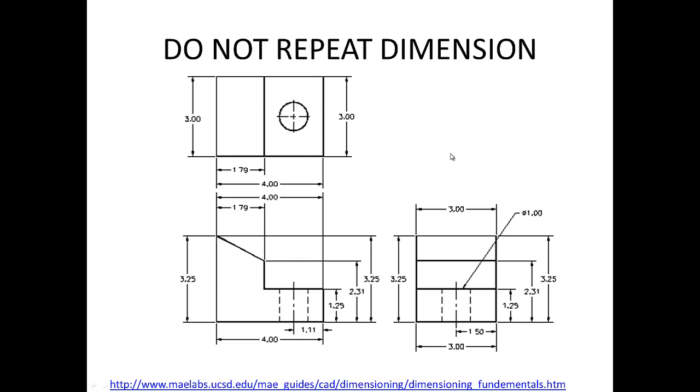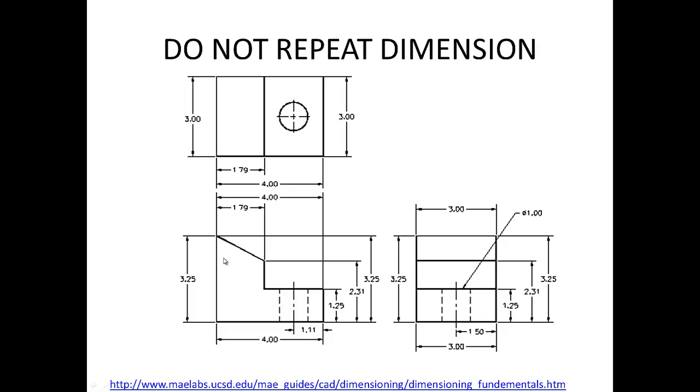And then don't repeat dimensions. For example, here we have 3. That's the same thing as the one that we have here, this 3. That's the same thing as this 3 over here and 3 over here. So we have the same dimension measured 4 times in this case.